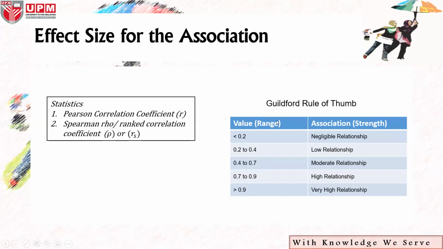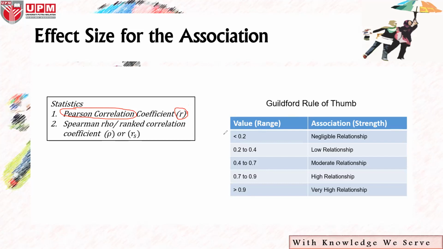Okay, so the scale that he proposed is based on the value of r, this one, the correlation coefficient. The name of the analysis we are going to use is Pearson correlation, Pearson product moment correlation. But the name of the symbol here, the r value here, is the Pearson product moment correlation coefficient, pekali korelasi. Okay, based on Guildford he proposed the 5 scales.